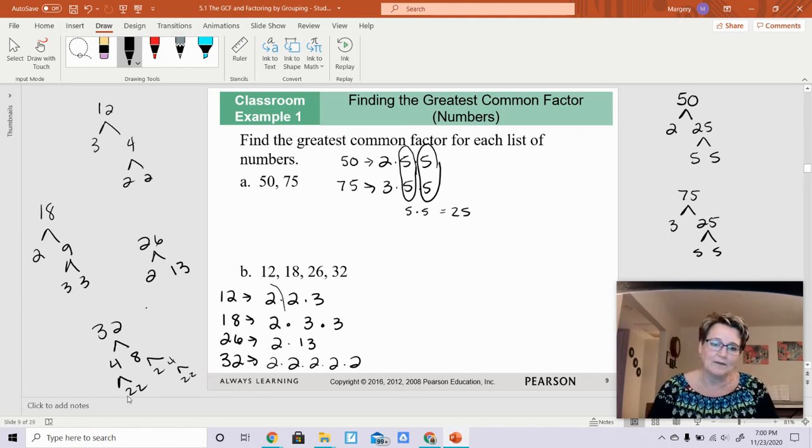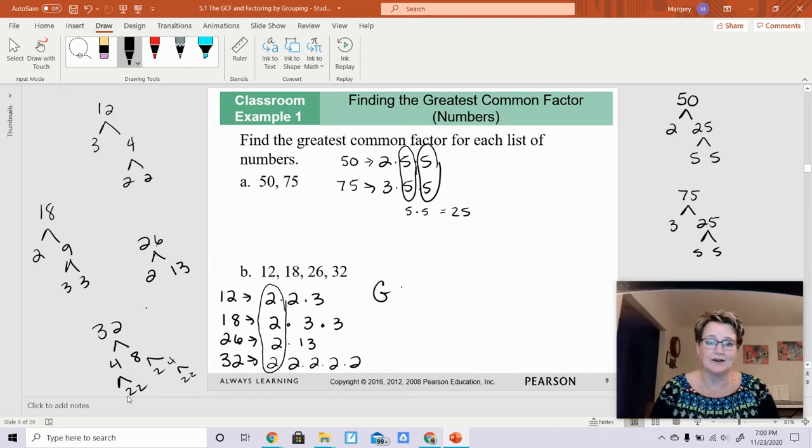So first of all, they all share a 2. That I know for sure. They don't all share anything else. So the greatest common factor here is a 2. That's it. Plain old 2. That's the only thing they have a greatest common factor in. The greatest common factor in the previous one would have been 25.